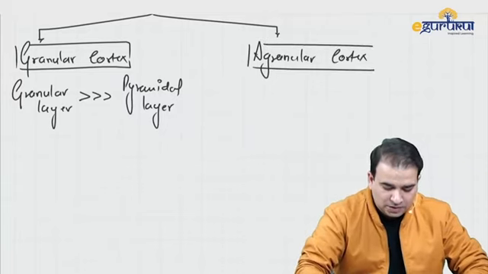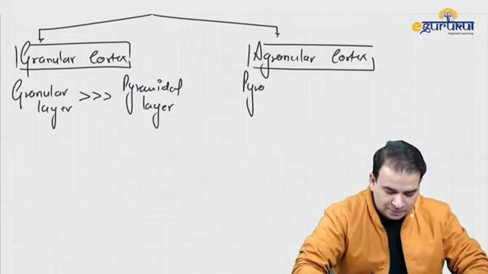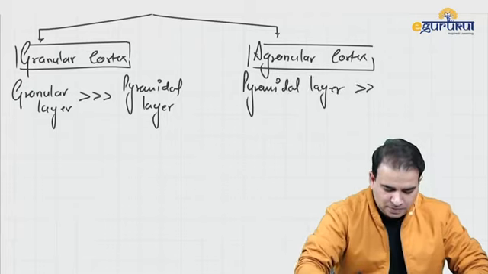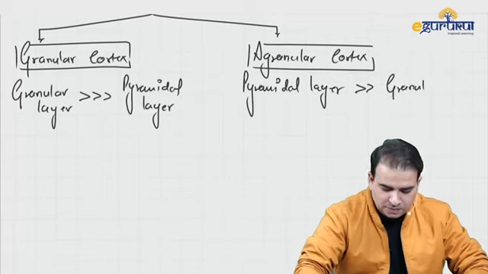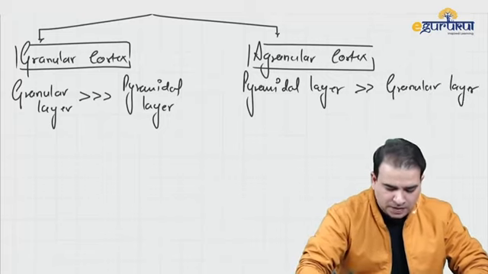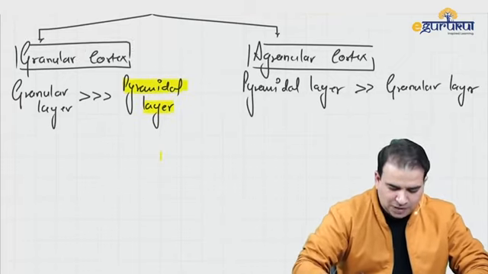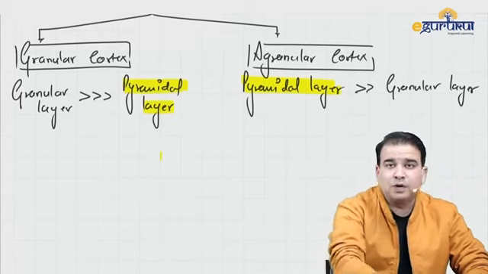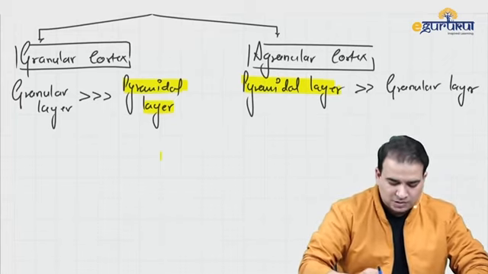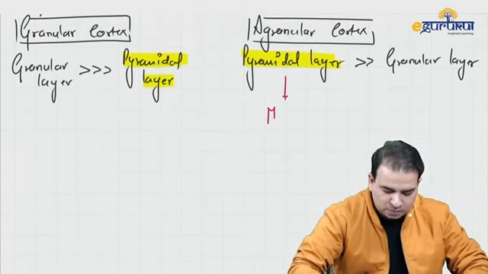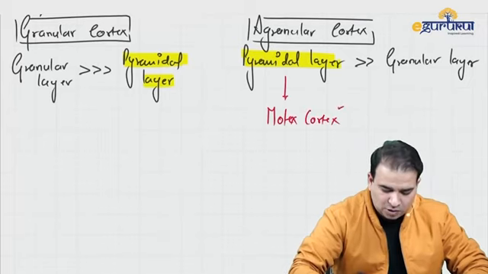And an agranular cortex means one in which the pyramidal layer is well developed as compared to the granular layer. If I just focus on the pyramidal cells, obviously pyramidal cells are more in which layer? In the agranular cortex, it is more developed. So clearly this cortex is going to be the motor cortex. Pyramidal cells are motor cells. So there is a motor cortex. Motor cortex is also called the agranular cortex.